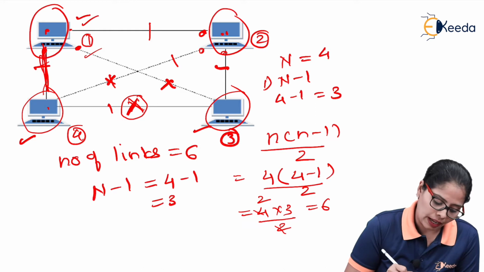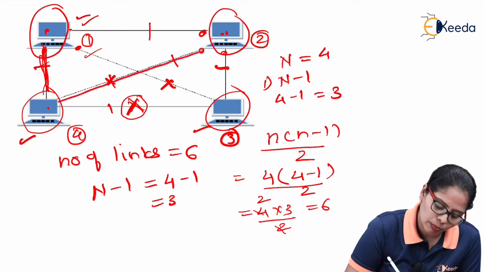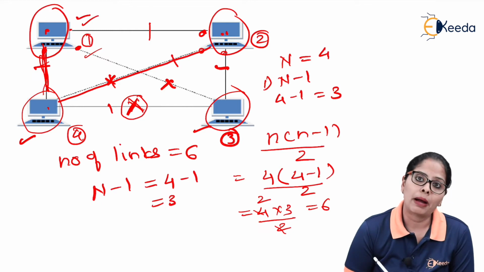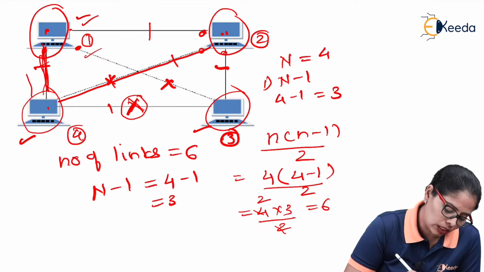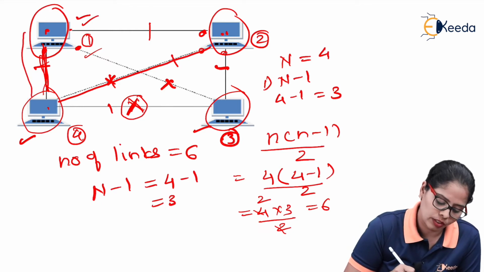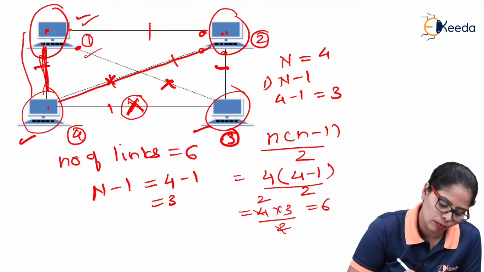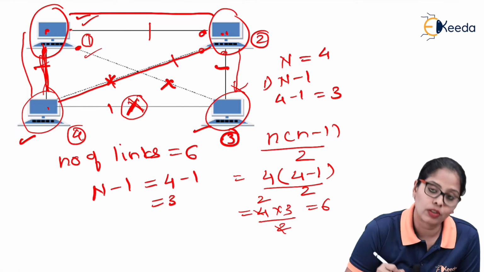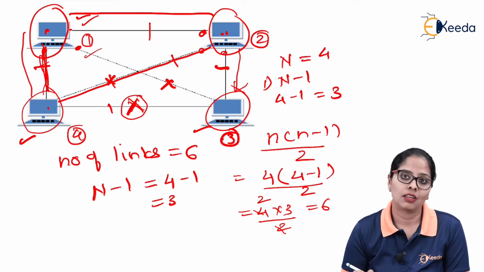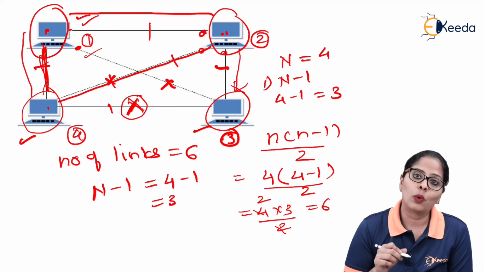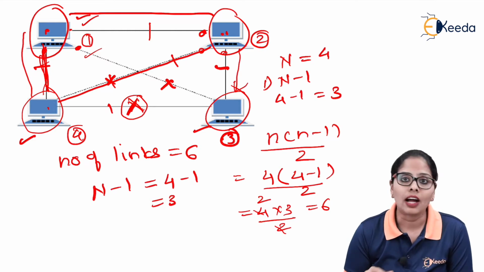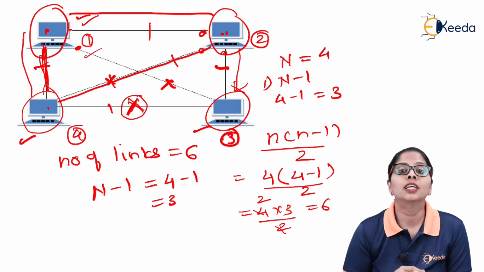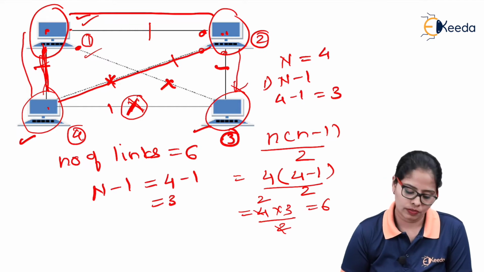Can it send the packet to the 2? Yes, with the help of this link. Even if he wants to send the packet over here, he can take the route like this: from 4 it will send to 1, from 1 it will send to 2, and from 2 it will send to 3. For that he has to take a long path. But if one link is down, entire communication will not stop. It will not affect my network communication.